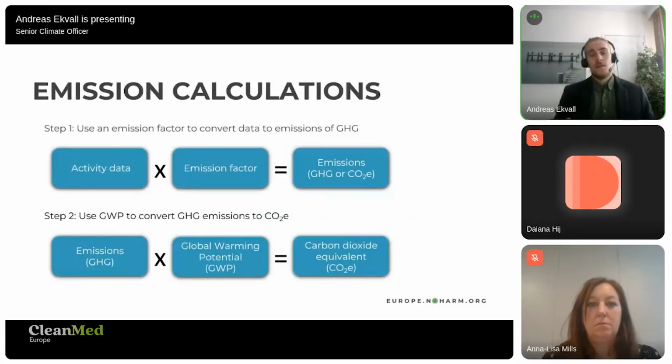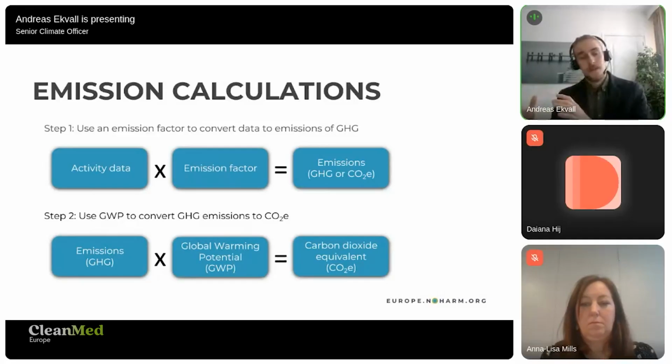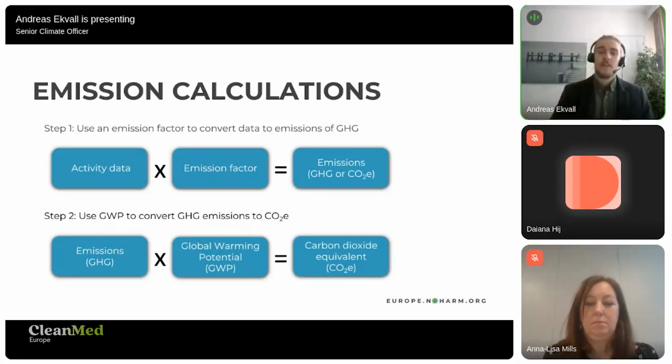Now to combine our knowledge of data, emission factors, and global warming potential. Calculating emissions can require two steps. For step 1, we have quantified the activity data, and we multiply that by an emission factor. We have derived the total amount of emissions. However, these emissions can be emissions of a specific greenhouse gas or in carbon dioxide equivalents. This depends on the unit of the emission factor.